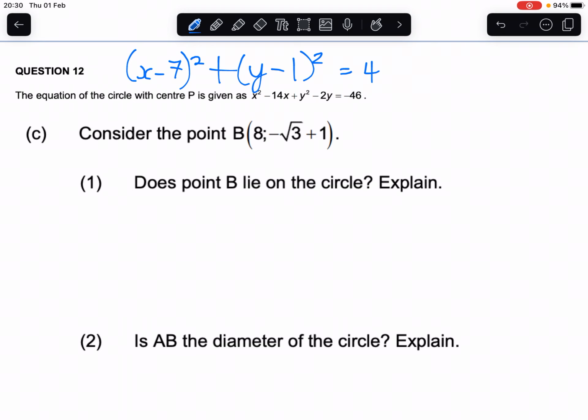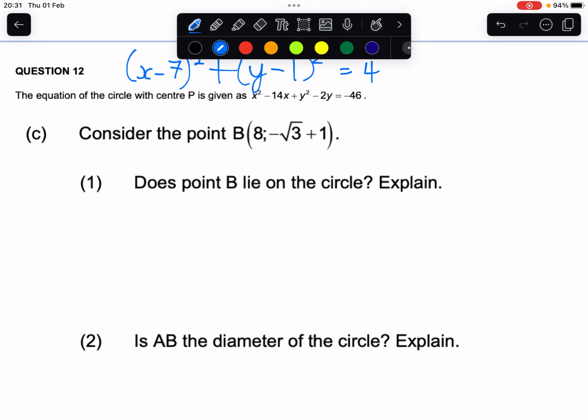Right, okay, so the question says, consider the point 8 and negative root 3 plus 1. Does point B lie on the circle? Okay, so instinctively, my approach would be to put in pretty much what I explained for the previous one. Put the point into the equation and see if the equation works, right? So let's do that.